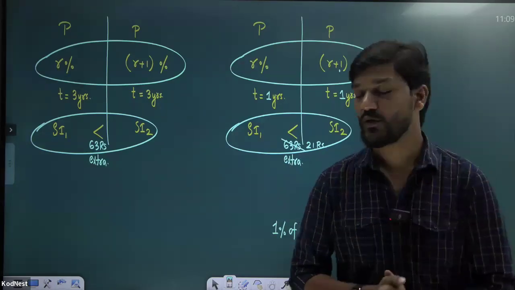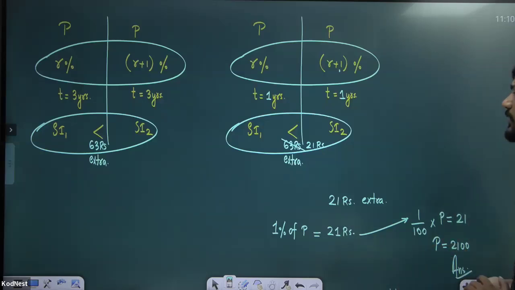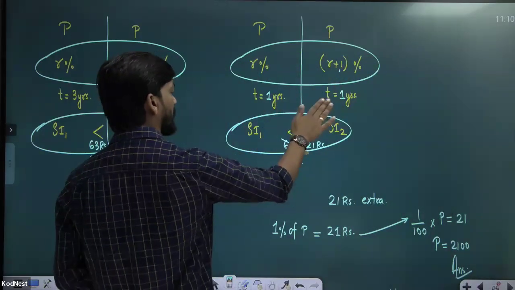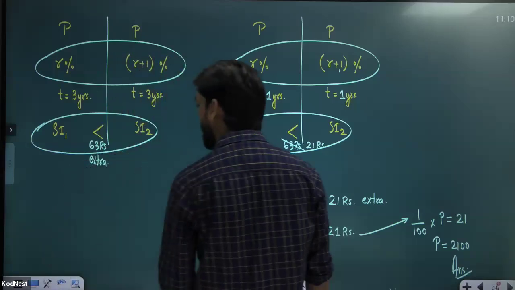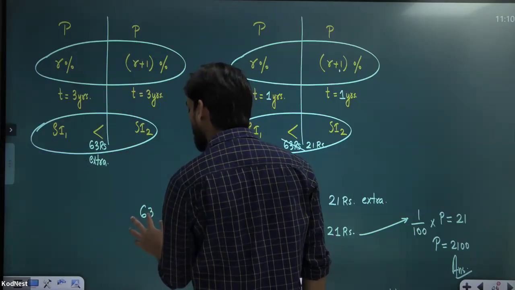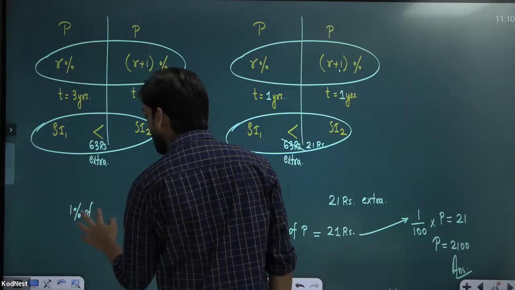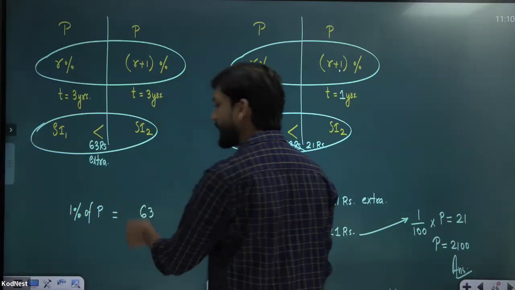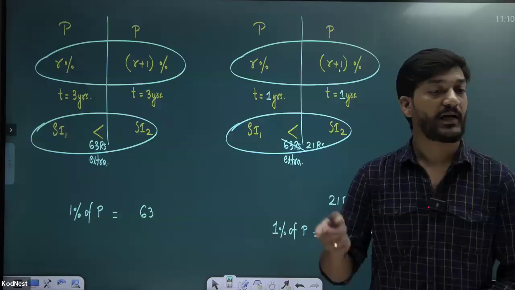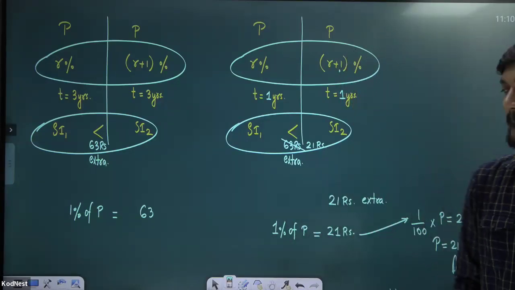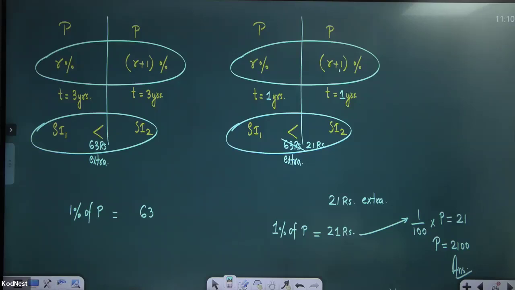And let me ask you one more question. Why is it required to take time as 1 year? Why not 3 years? Why did I not say 63 rupees is 1% of principal? Why did I not say that? Why should time be 1 year? What is the reason? Answer, please.